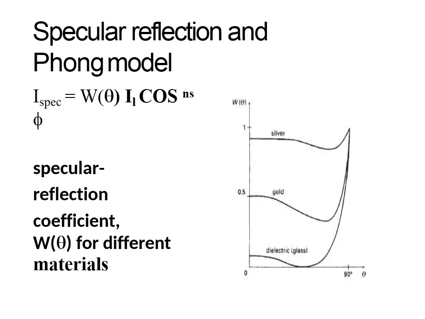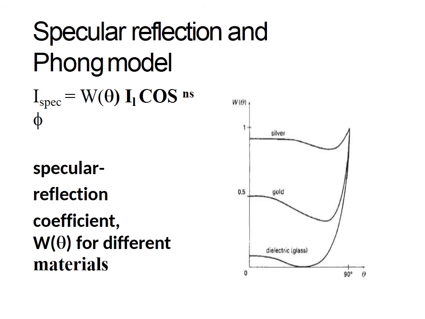Specular reflection and the Phong model can be described for silver, gold and dielectric glasses intensity values. The specular reflection coefficient W(θ) for different materials can be represented on the y axis, and θ on the x axis.